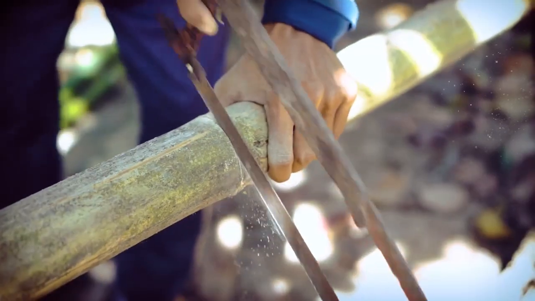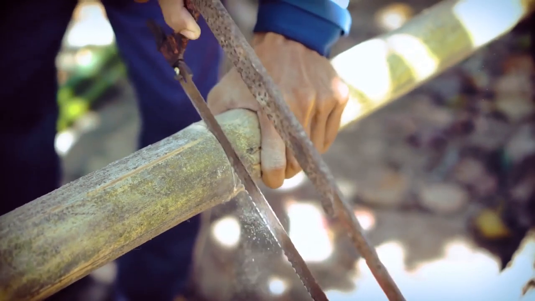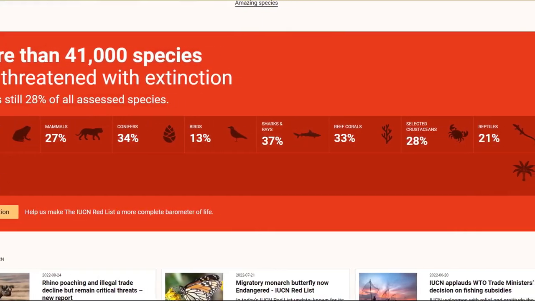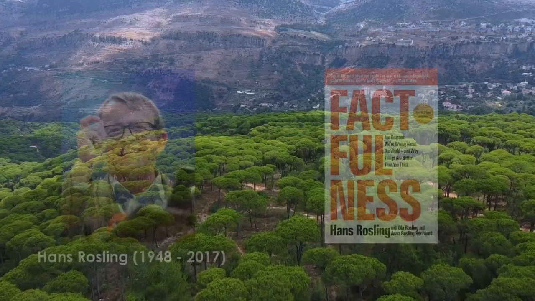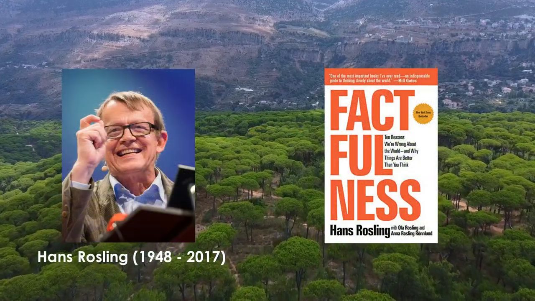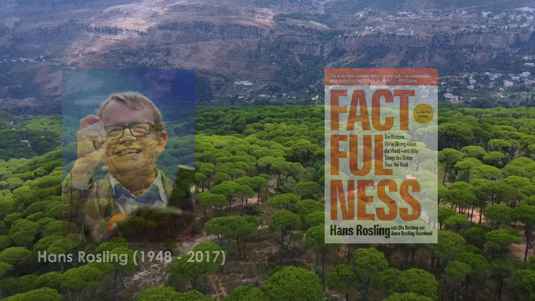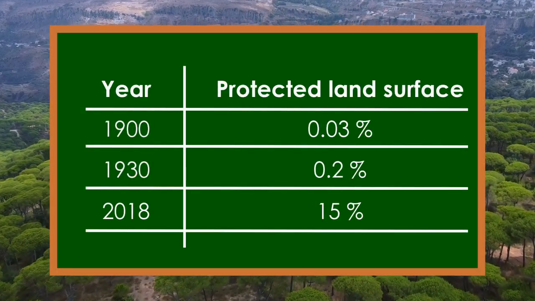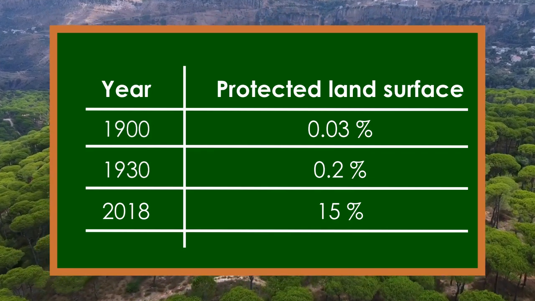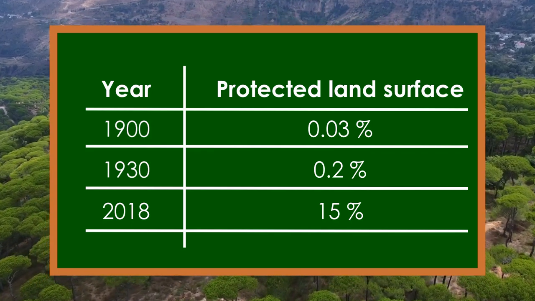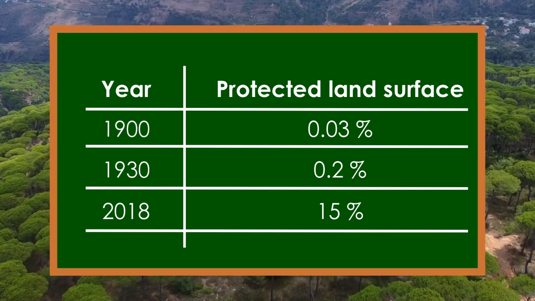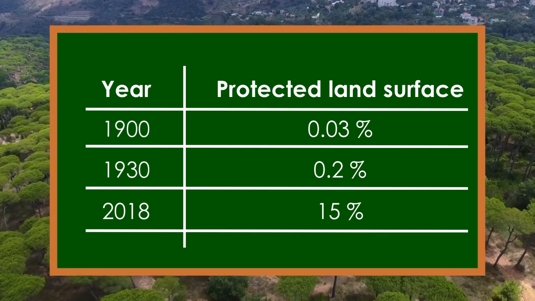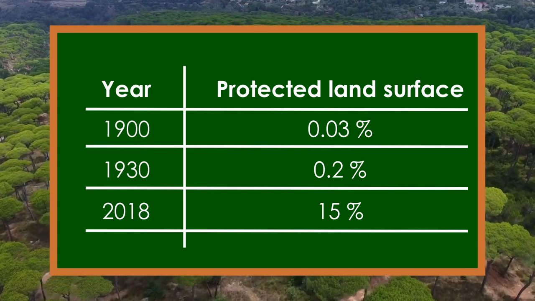Unfortunately, due to humans' activities, a lot of plant and animal species went extinct, and a lot of them are still on the IUCN's Red List of Threatened Species. According to Hans Rosling's book Factfulness from 2018, there are some positive trends in this area. By the year 1900, only 0.03% of Earth's land surface was protected. In 1930, that number increased to 0.2%, which in 2018 came to 15%, which says that people are doing something about this problem, and I hope it will continue like that.